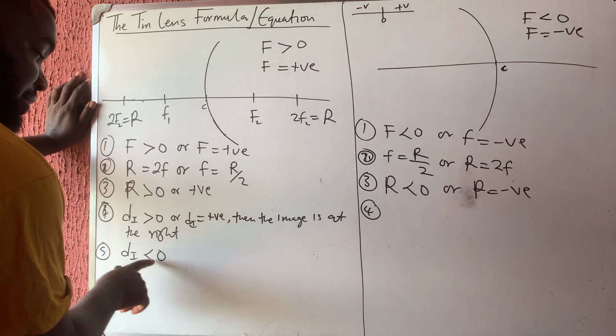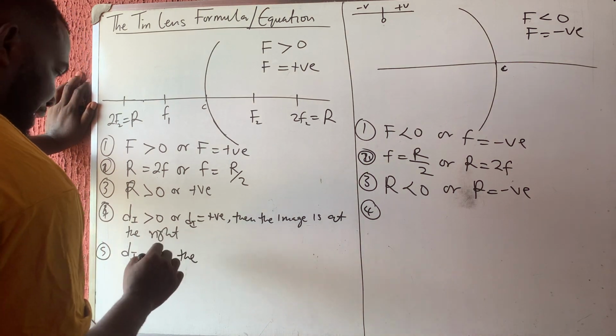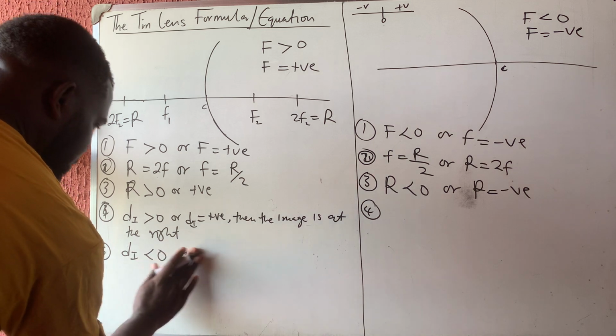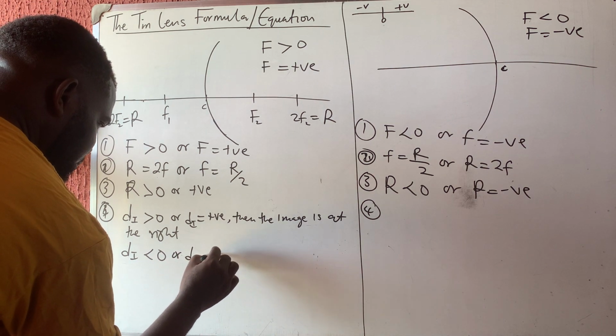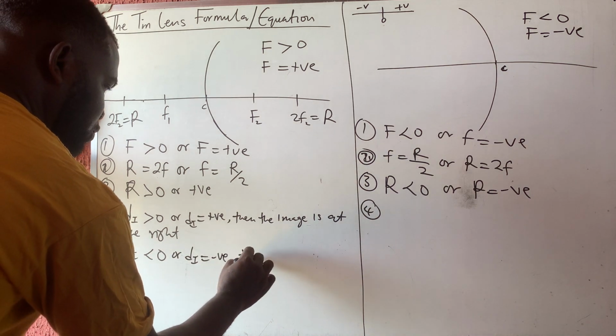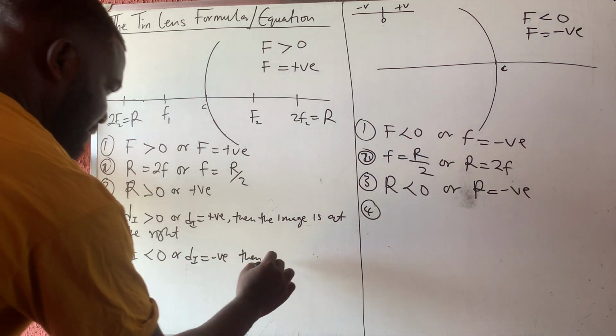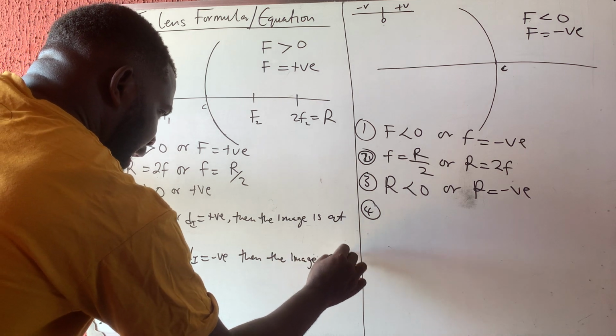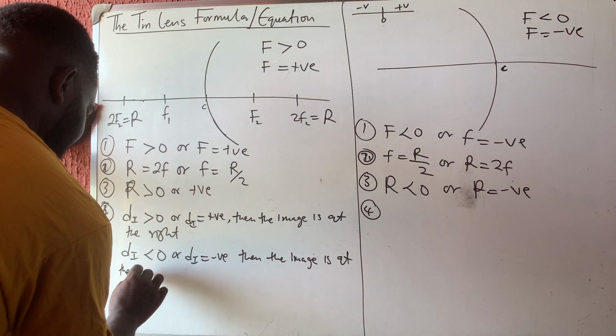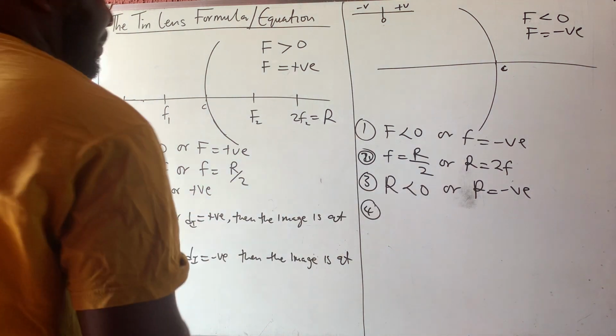So if it is less than 0, then you should know that it is at the left. Less than 0 means that it is negative. If it is negative, then you should know that the image is formed at the left, then the image is at the left. The same thing is applicable here.